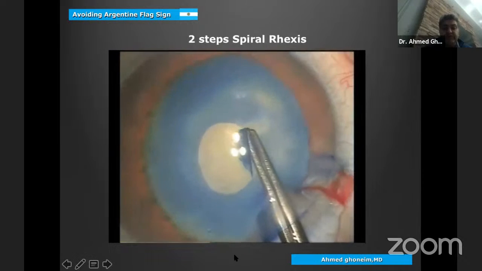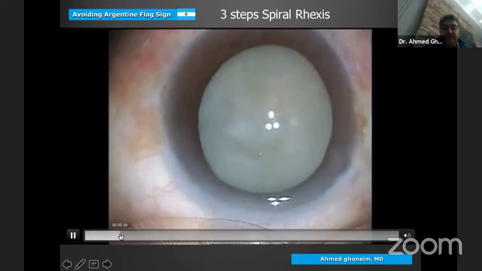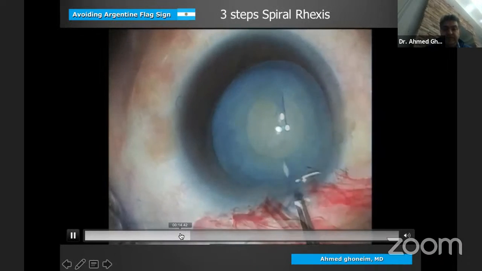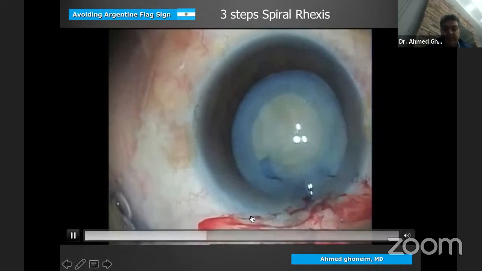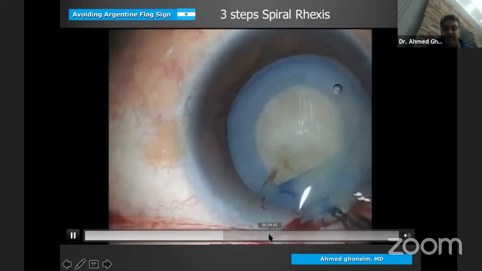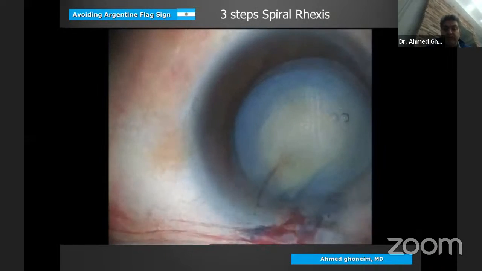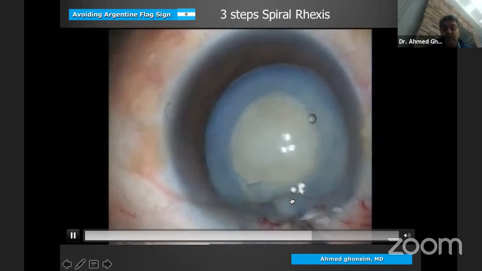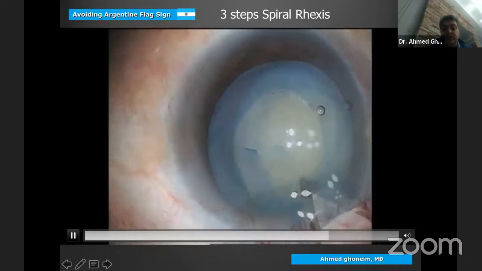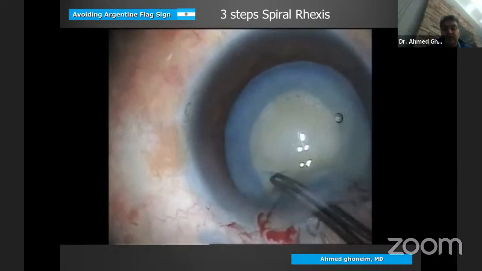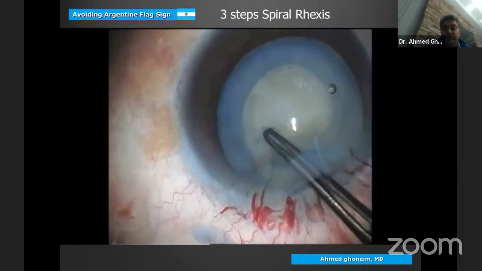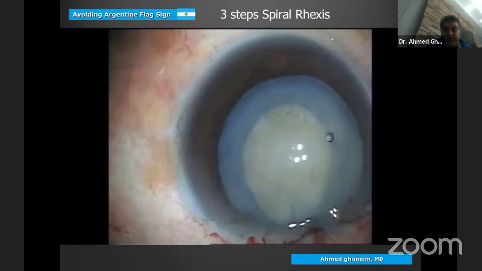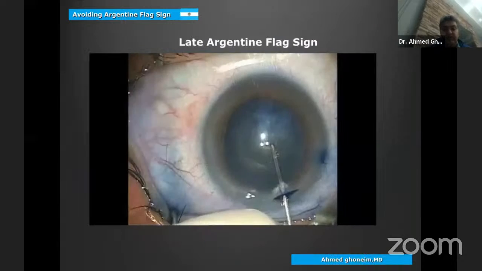Sometimes you can do two steps or even three steps of spiral rexis, like in this case. This is the first step, then the second step. And even if you find that you have an extension, you just inject more and more viscoelastic, because this is the easier way to catch your rexis. You can enlarge the wound if you're using 2.2 to give a good space to use your forceps if you don't have the crocodile forceps.